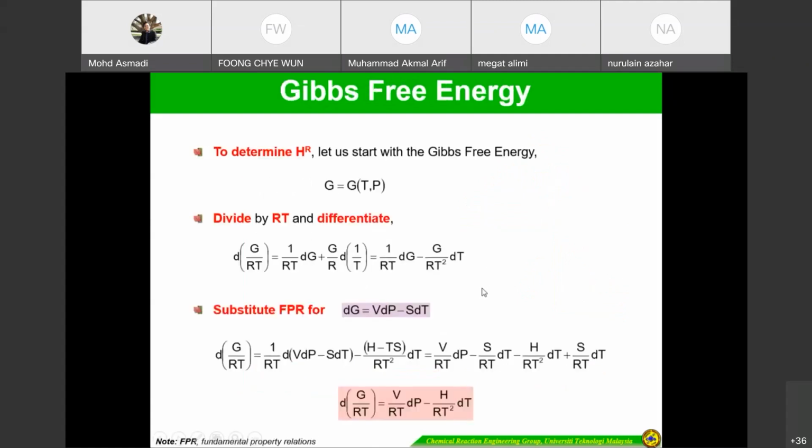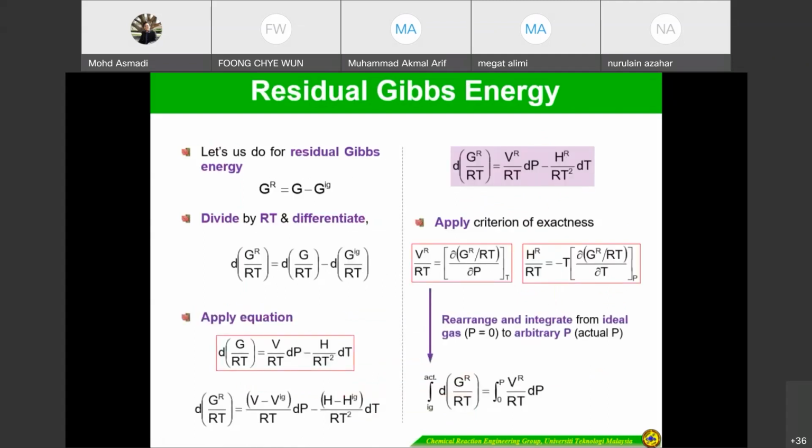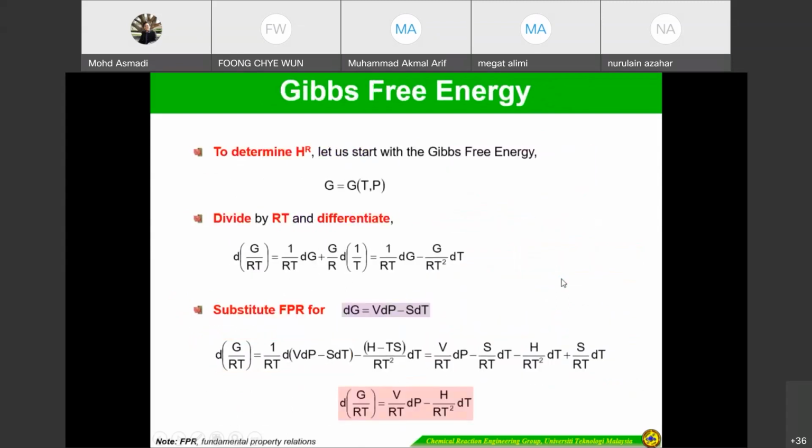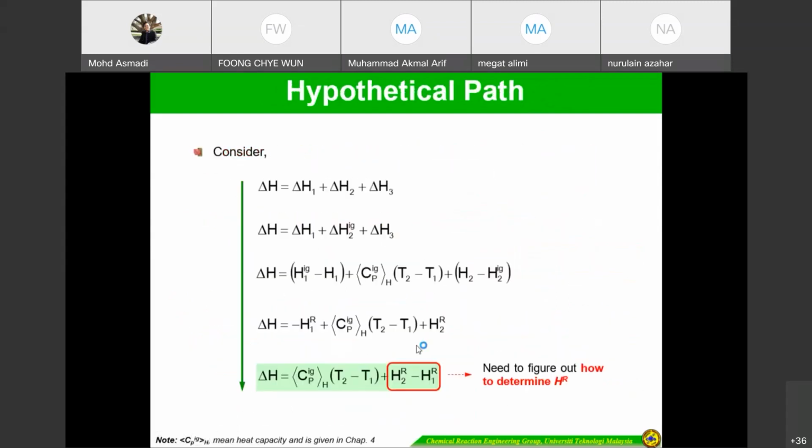There are three methods, as I told you. The first method is by using a graph. Let's see the derivations. This is just derivation, no need to go through it. I will just explain the final equations. For the residual Gibbs energy, you need this equation. And for the enthalpy, you need this equation, and this one is for the residuals. You have to substitute this one here.